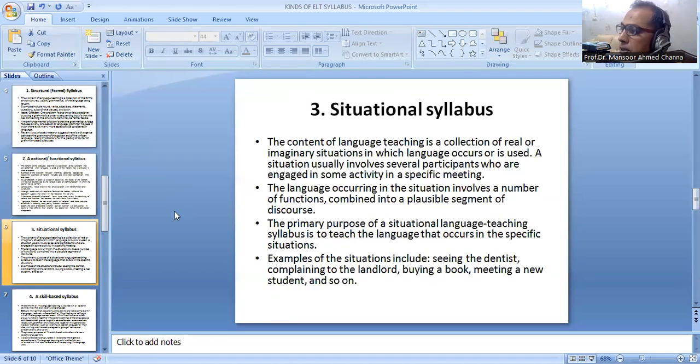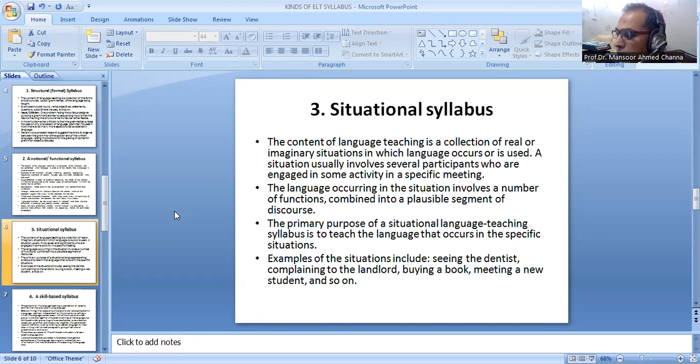The third type is situational syllabus. The content of language teaching is a collection of real or imaginary situations in which language occurs or is used. A situation usually involves several participants who are engaged in some activity in a specific setting. The language occurring in the situation involves a number of functions combined into a plausible segment of discourse. The primary purpose of a situational language teaching syllabus is to teach the language that occurs in the specific situations.